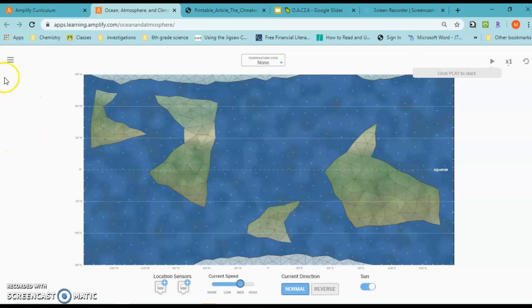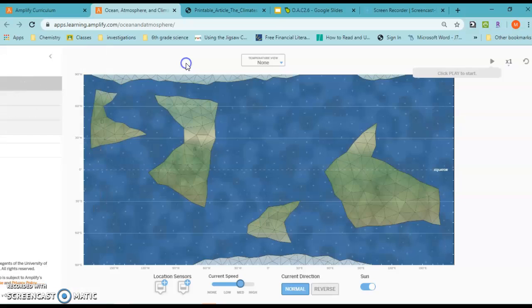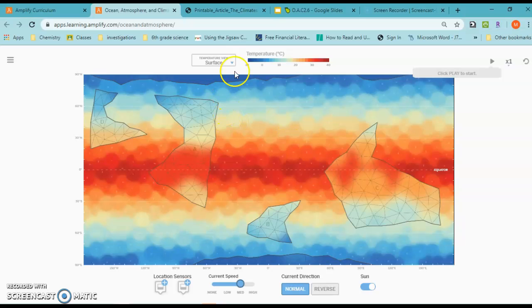So first we need to know that for blue, we are going to be working in current map, but we're going to be looking at surface mode. So notice that when we change it to surface mode, we see these temperatures.